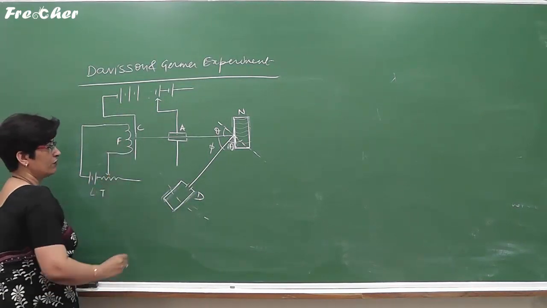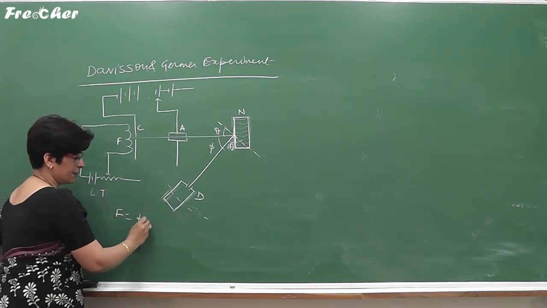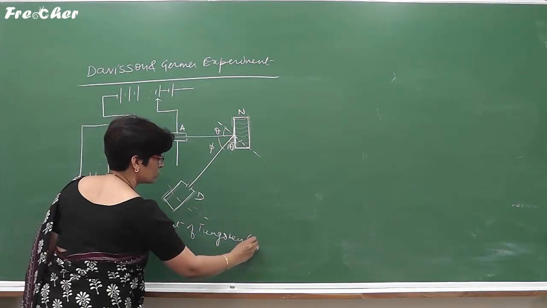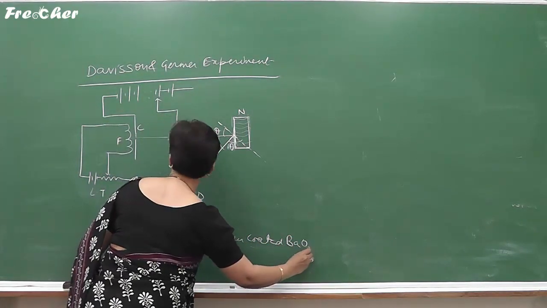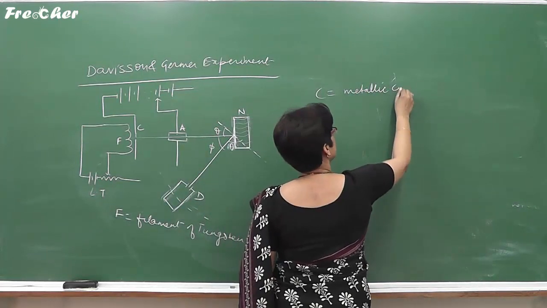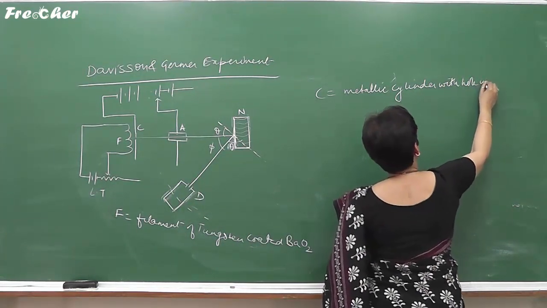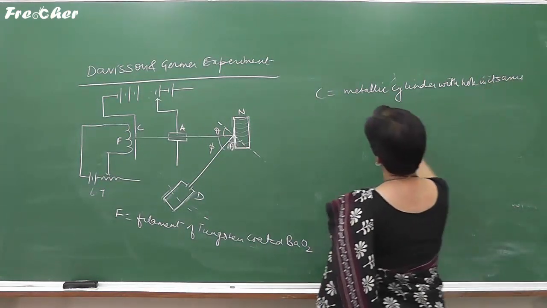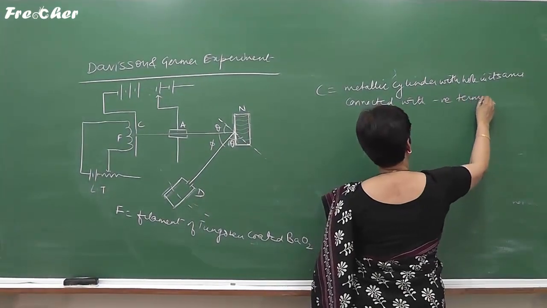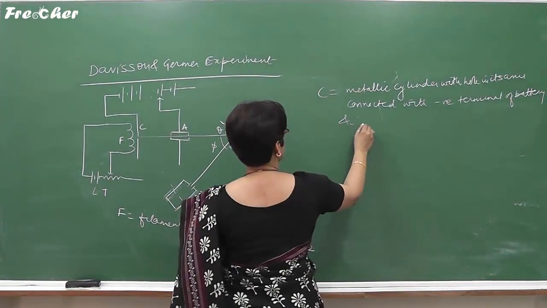This F is the filament, which is of tungsten coated with barium oxide. C is a metallic cylinder with a hole in its axis, connected with the negative terminal of the battery, and therefore it is known as cathode.